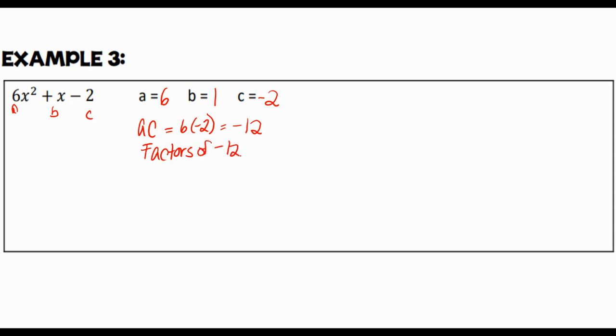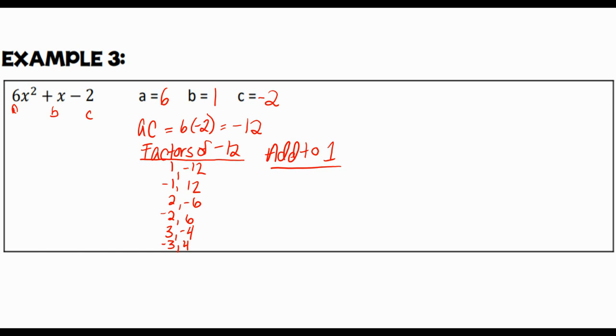And now I'm going to write my factors of negative 12, which we did already, but let's do it again. We have positive 1 and negative 12. Negative 1 and 12. We'll get 2 and negative 6. Negative 2 and 6. We can have 3 and negative 4. And negative 3 and 4. And now we want it to add to my b value, which is positive 1.